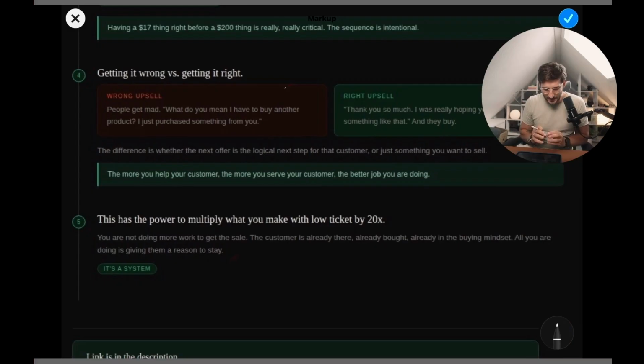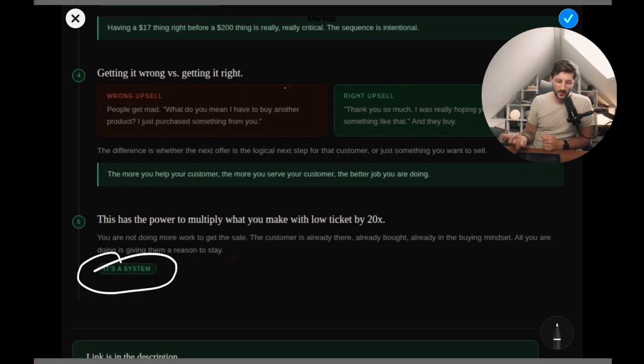So this has the power to multiply what you make with a low ticket by 20 times at least. And you're not doing more work to get the sale. The customer's already there. They already bought. They're in the buying mindset. All you do is give them another reason to stay, another reason to buy. It's, again, a system. And because it's a system, you make more money.